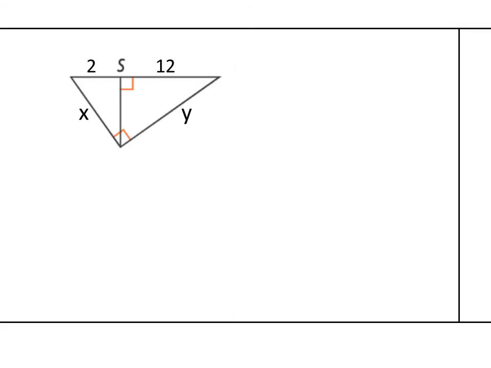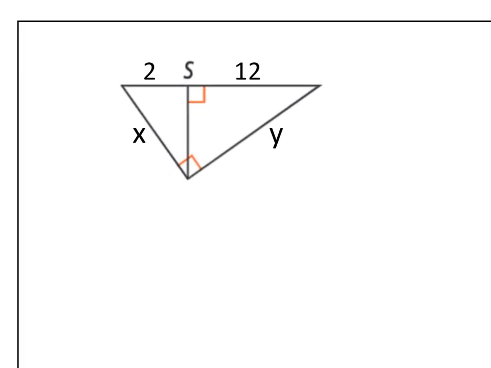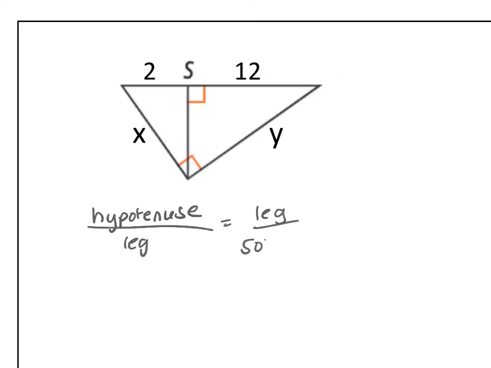Now the x and y are in what location on the triangle? They're the legs, right? So let's do x first. First of all, this is the hypotenuse. We're going to do hypotenuse over leg equals leg over the segment of the hypotenuse adjacent to the leg.